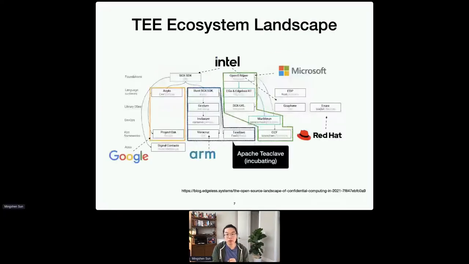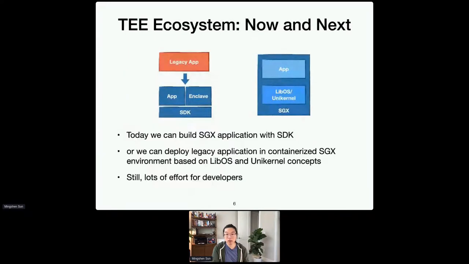However, there is still a lot of effort for programmers to develop an SGX application. For example, developers need to know how to seal data, how to encrypt data and securely transfer it to the enclave, how to do remote attestation in the right way, and how to design OCALLs or system calls without leaking sensitive data inside the enclave.